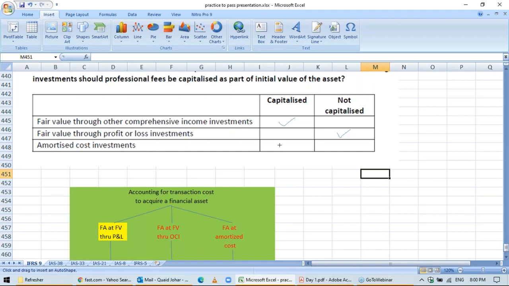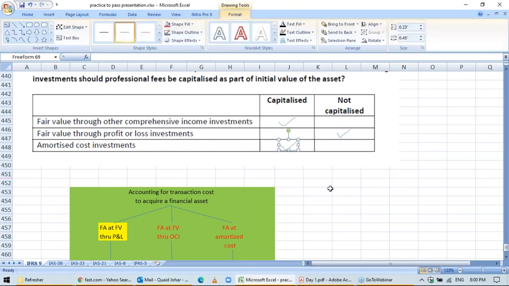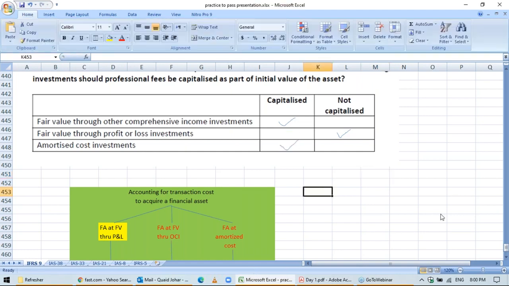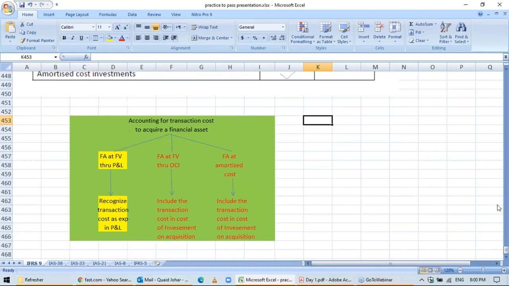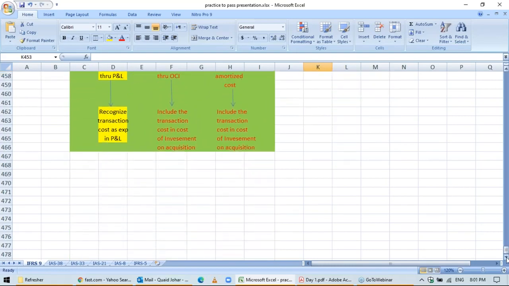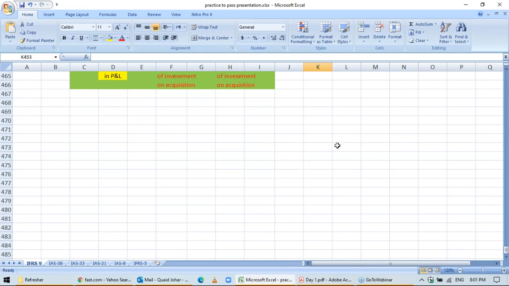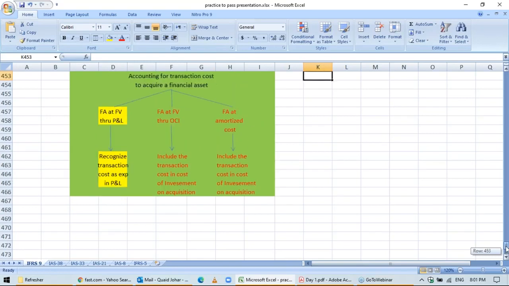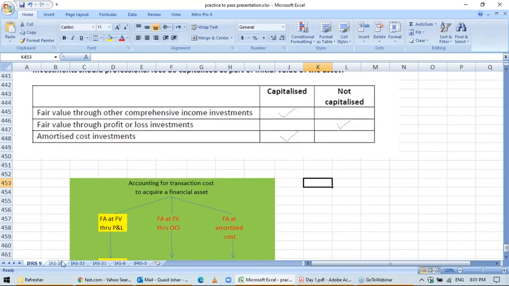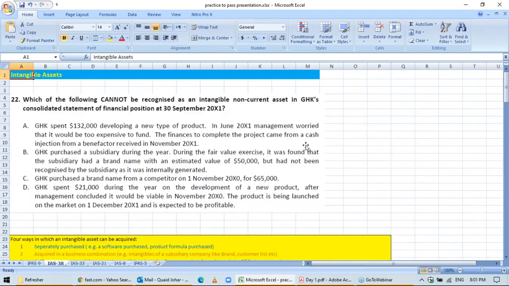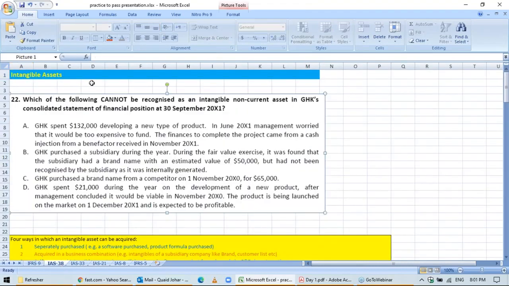So those are the answers to these questions. So students, let's move on to the next question. That's the end of the financial instruments. Now we move on to IS 38. The next is intangible assets, IS 38.